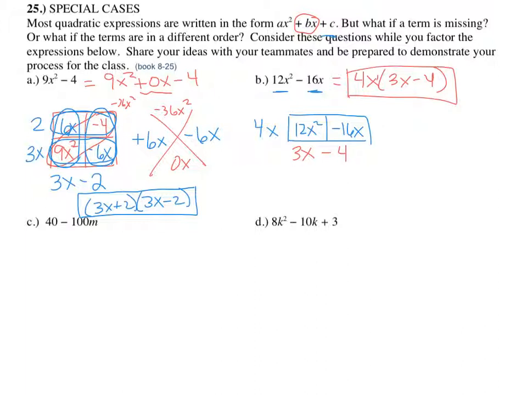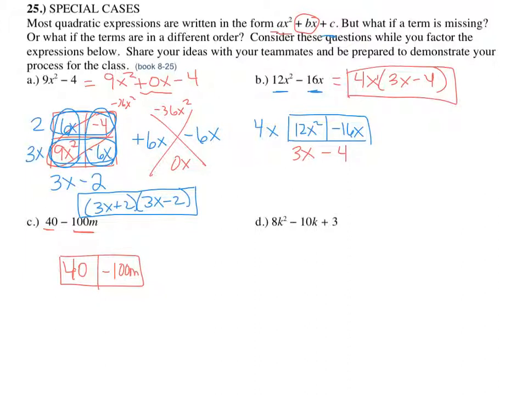Letter C is very similar. This time we're missing the ax squared. So we're going to think greatest common factor in order to factor this. So again, we're going to put it in a single row box. We've got 40, negative 100m.